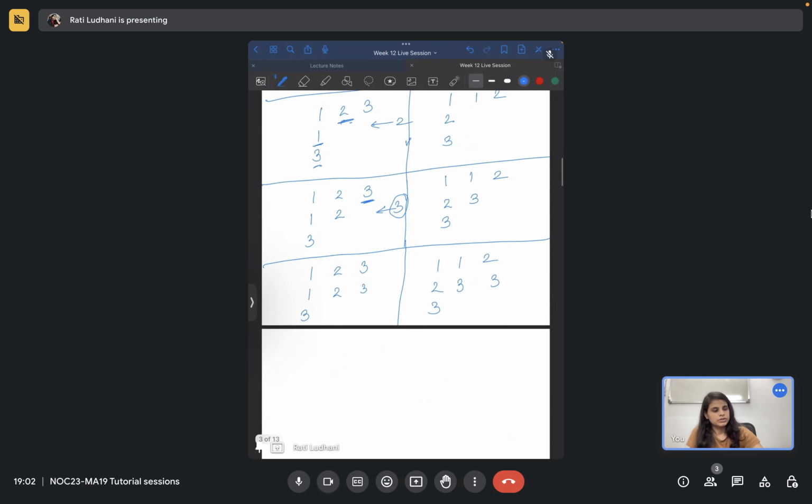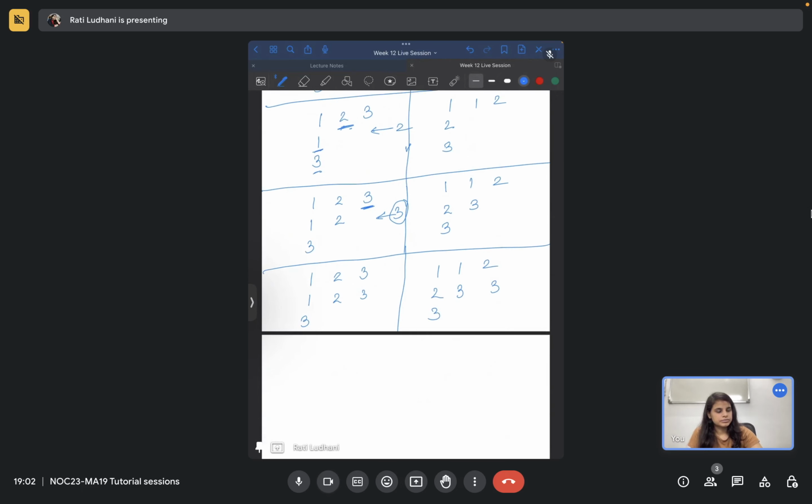So this is the final result, the transpose of P. This is P dash and this is Q. So P will be 1 1 3, then 2 2 2, and 3 3 3, and the Q is the same.